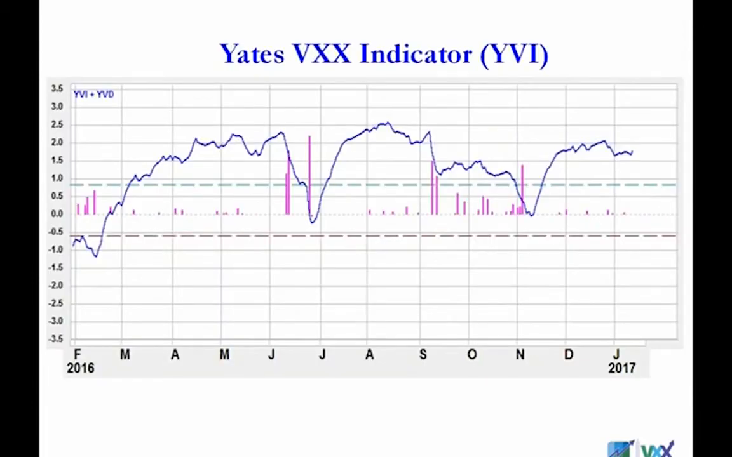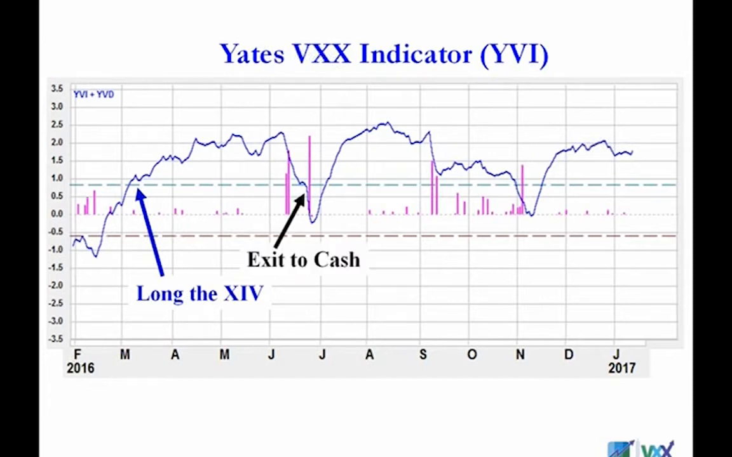All right. Here is the core indicator going into the VXX trading system. We call it the Yates VXX indicator. It's a 15-day moving average of a component I'm going to explain very clearly here. Basically, when this indicator, the 15-day average, rises above a certain threshold, the system goes long the XIV. When it goes back down below that threshold, we go into cash.